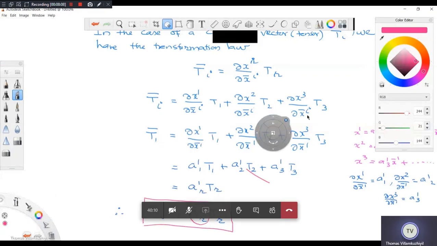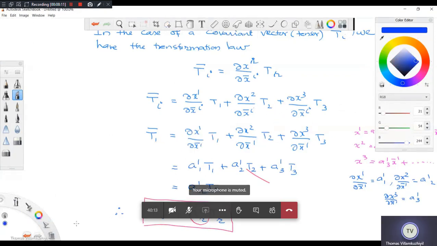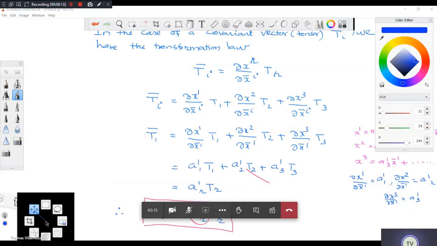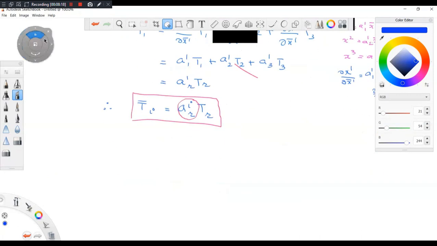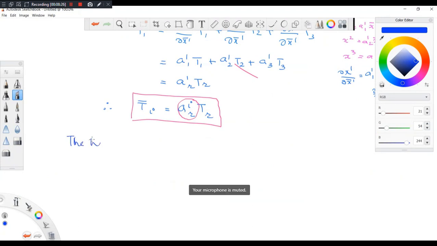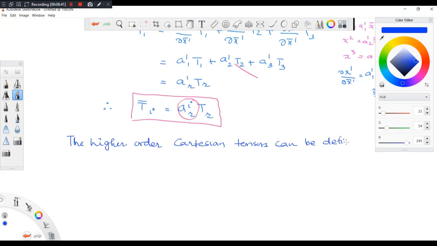So I just defined it for the higher order kind of thing, up to second order mixed. That much is needed for me. So this is only for your knowledge. Okay, the higher order Cartesian tensors can be defined as follows.